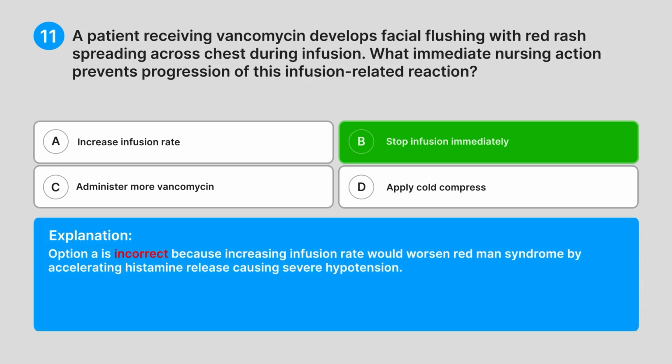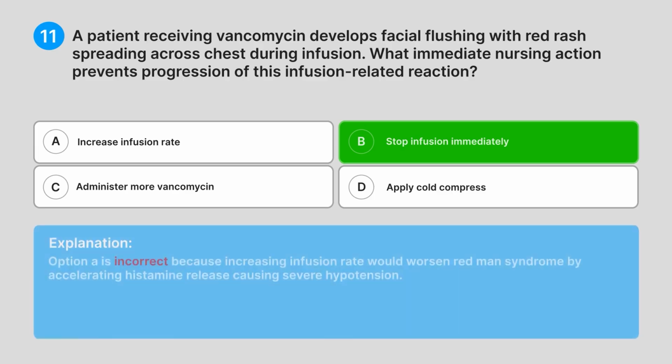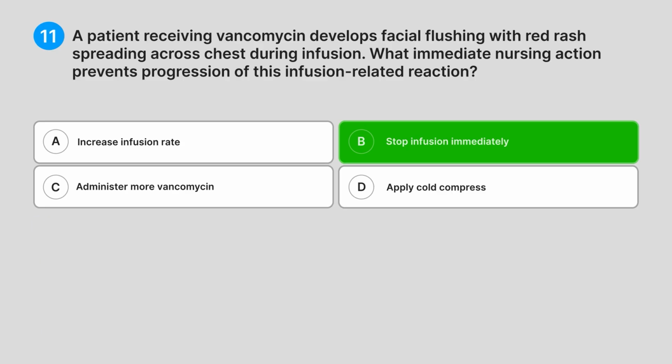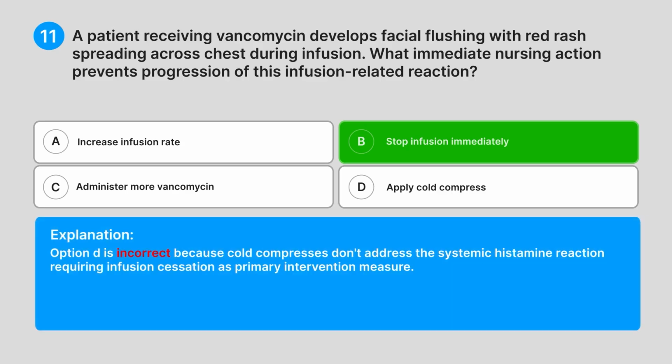Option A is incorrect because increasing infusion rates would worsen Redman syndrome by accelerating histamine release, causing severe hypertension. Option C is incorrect because administering more vancomycin would intensify the reaction when stopping infusion is the priority intervention needed. Option D is incorrect because cold compresses don't address the systemic histamine reaction, requiring infusion cessation as primary intervention measure.